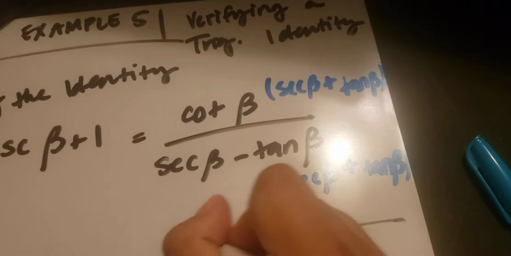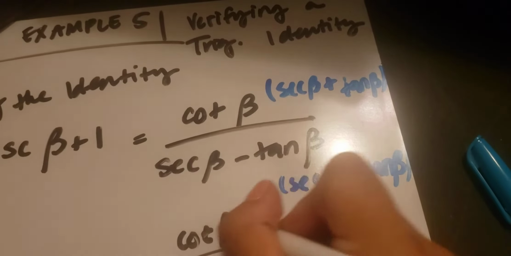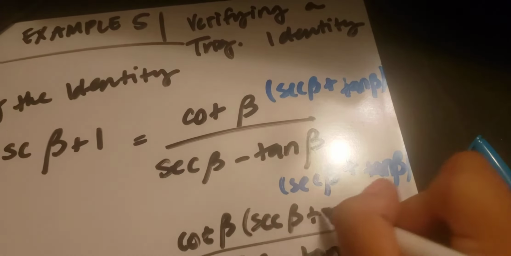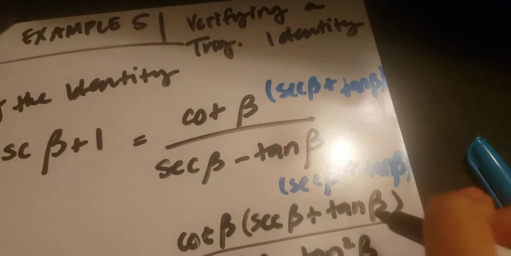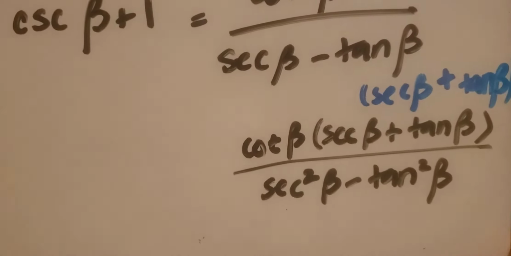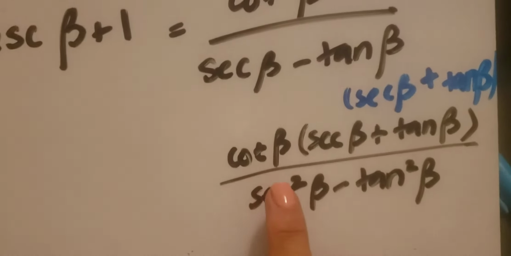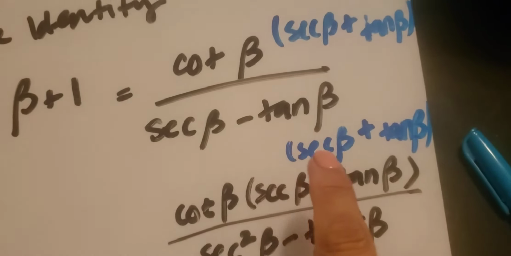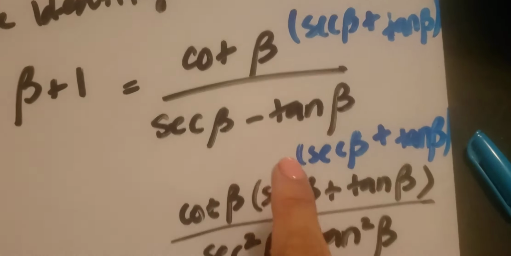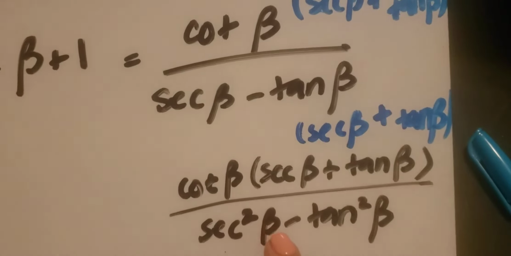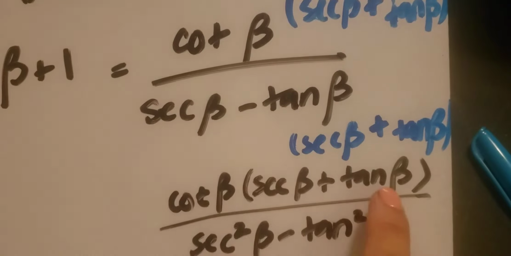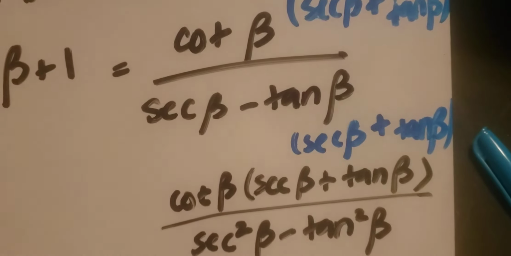So I'm just going to separate cotangent of beta times secant of beta plus tangent of beta. So I'm just going to leave it as separate, okay? Sorry, I'm trying to avoid that glare. So again, I'm just multiplying the conjugate to the denominator and the numerator. And then I'll do FOIL at the bottom, and I get secant squared beta minus tangent squared beta. And then the numerator, I'm just going to leave as factors. So leave it apart, okay?